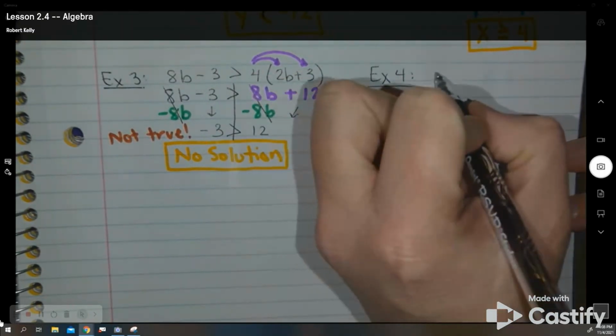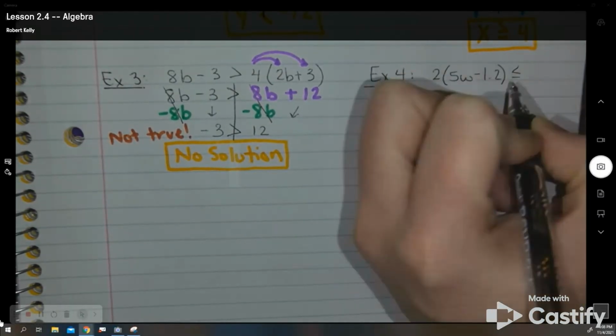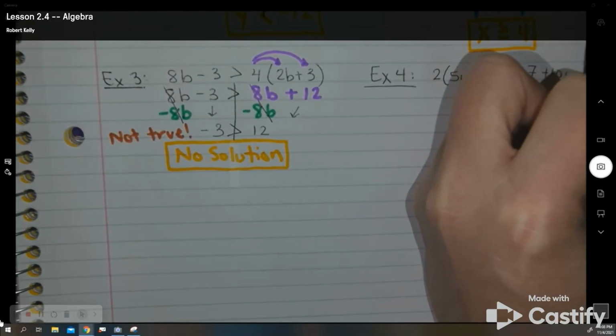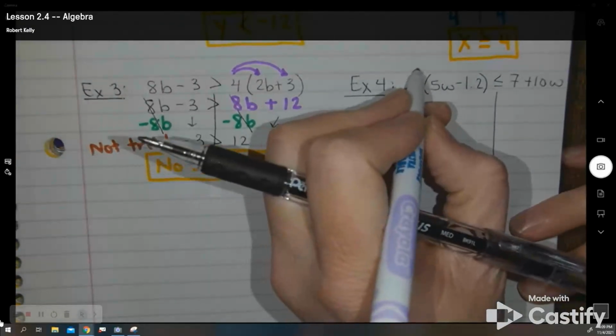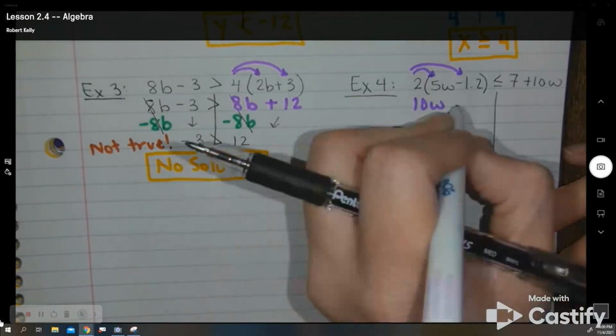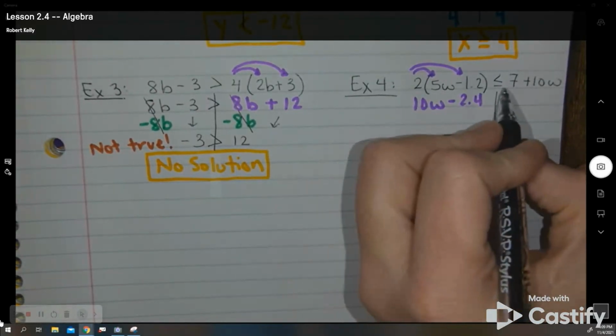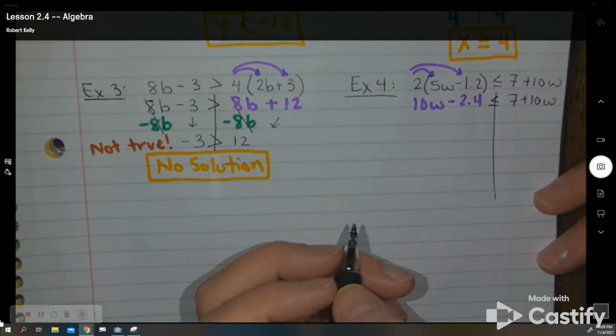For example 4, we have 2 times the quantity of 5w minus 1.2 is less than or equal to 7 plus 10w. So again, we're going to start by distributing our parentheses. 2 times 5w is 10w. 2 times negative 1.2 is negative 2.4. Inequality symbol hasn't changed. We haven't done anything with 7 plus 10w, so we're going to bring that down.